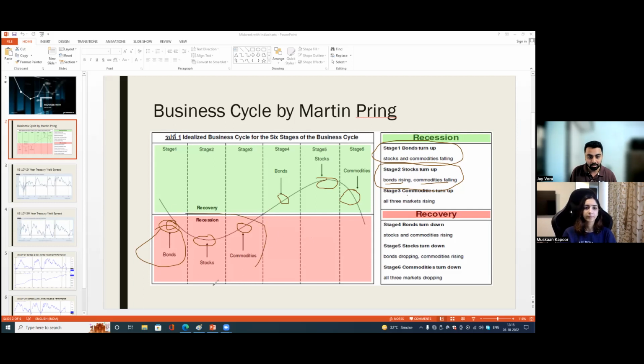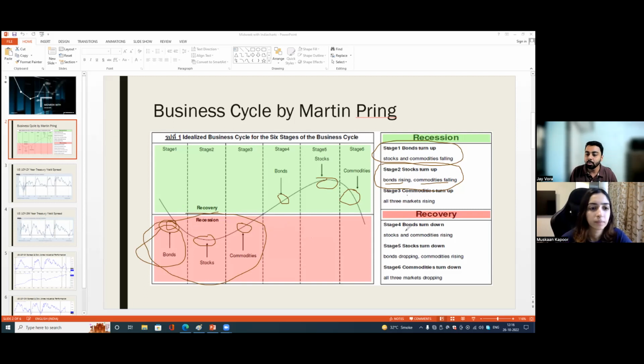Basically, this is a recovery phase. Essentially, what happens is that we have hit a recession and then we are trying to recover. In the recovery, the demand for credit, as I mentioned, will start going up, which will push the bond yields higher and the bond prices lower.